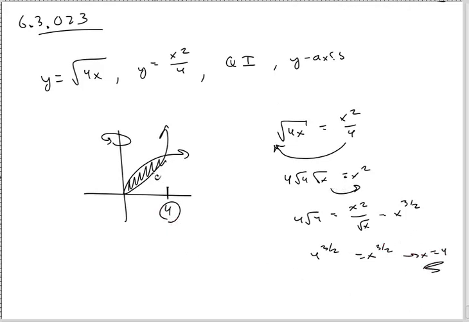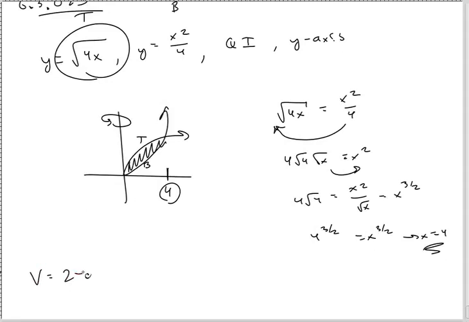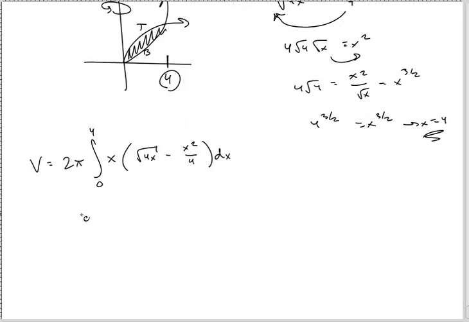Great. Well, you can see I got a top and I got a bottom. My top is this guy and my bottom's this guy. If you mess it up, just change it from a negative to a positive answer and you're done. So volume, here we go, is 2 pi integral from 0 to 4 of x times top minus bottom. And so I got the square root of 4 times x to the 3 halves, and then I've got x cubed over 4.